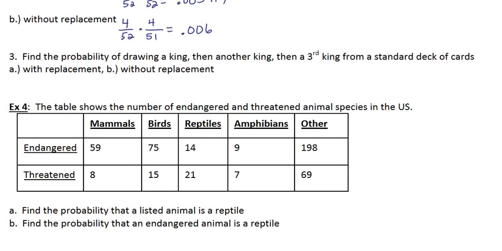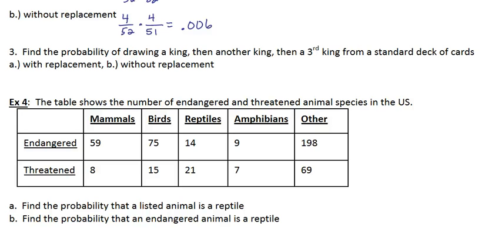Number 3. Find the probability of drawing a king and then another king and then a third king from a standard deck of cards. Okay, so first with replacement. So I want 3 kings. I put it back in between every draw. So every single time, 4 out of 52 is my probability. Here's my probability. Very small probability of drawing a king and then another king when you put it back.